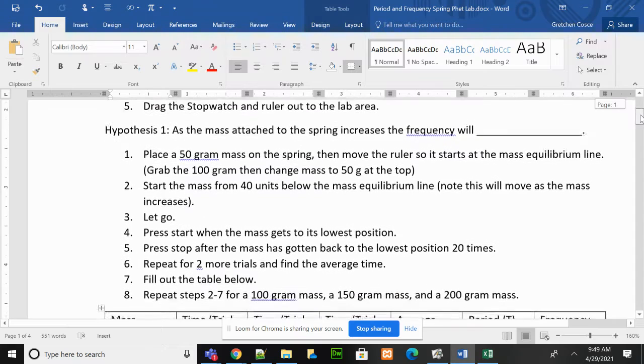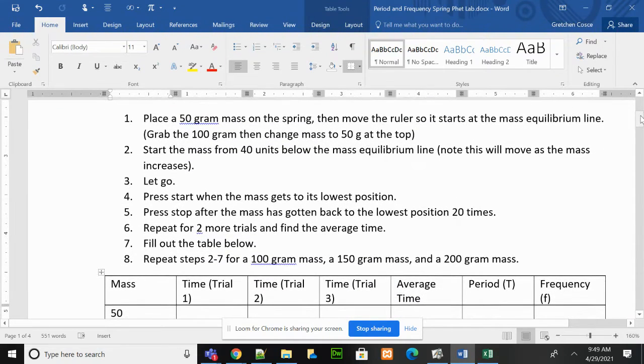Place a 50-gram mass on the spring and move the ruler so it starts at the mass equilibrium line. So basically, you have to grab the 100-gram, change to 50, and we want to get the ruler to the equilibrium line. And then we're going to start the mass from 40 units below the mass equilibrium, and we're going to let go. Then we'll press start when the mass gets to its lowest point and stop after the mass has gotten back to the lowest position 20 times. So we're going to time how long it takes for 20 oscillations here.